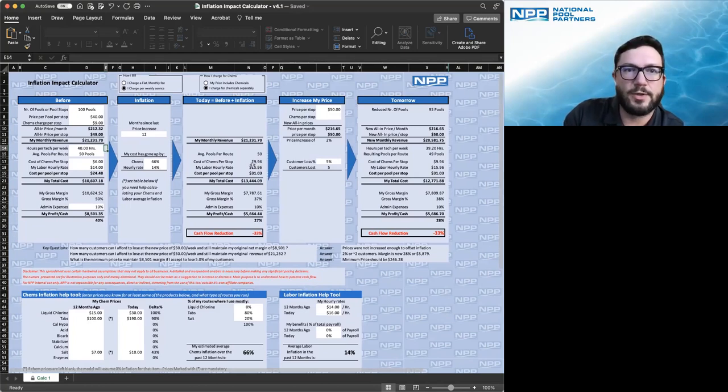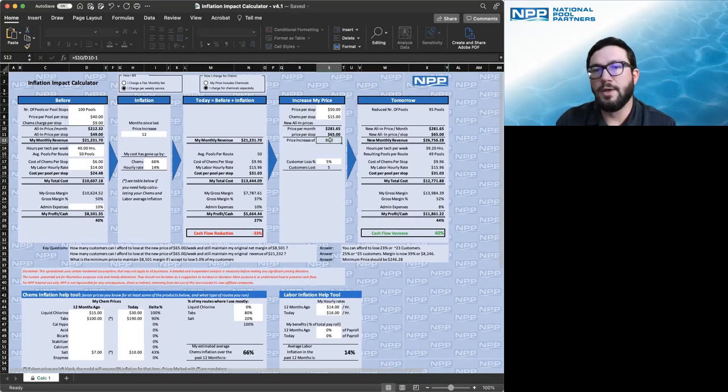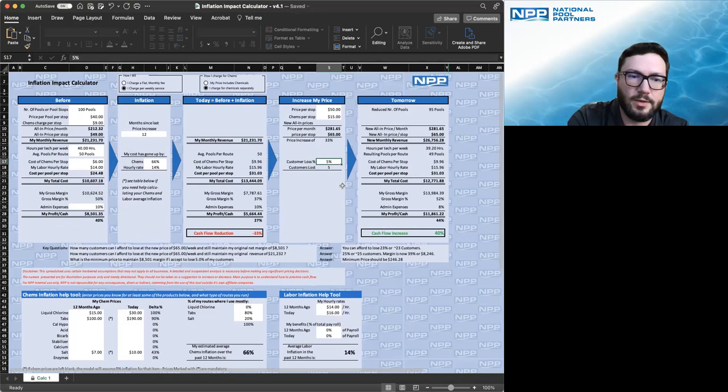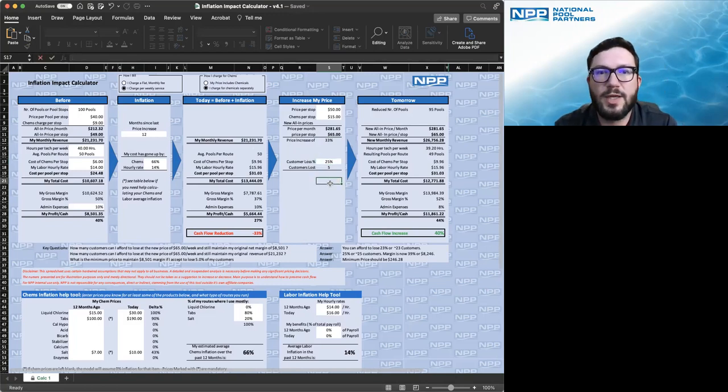So basically $10 cost of chemicals per stop. Let's keep that same markup. Let's say we're charging $15 for the chemicals to the customer each visit. You can see that now gives you, if we're keeping that $50 price point, a 33% increase in cost to the customer. That's substantial. Again, we can play with this customer loss percentage and see, if we lose 25% of our customer base at this new price, we're actually still ahead of where we were pre-inflation.